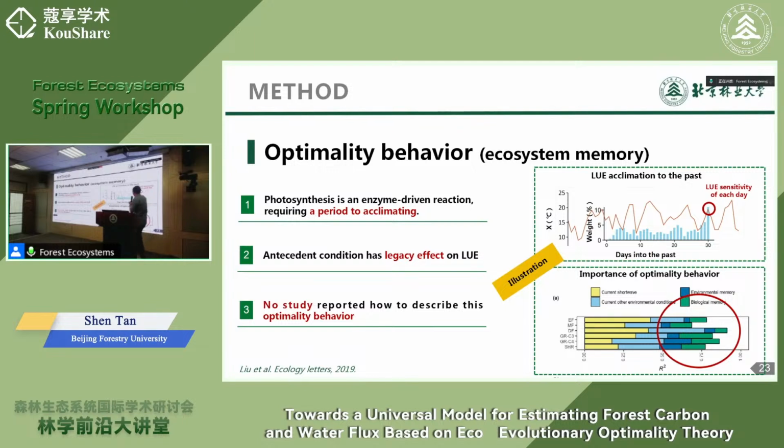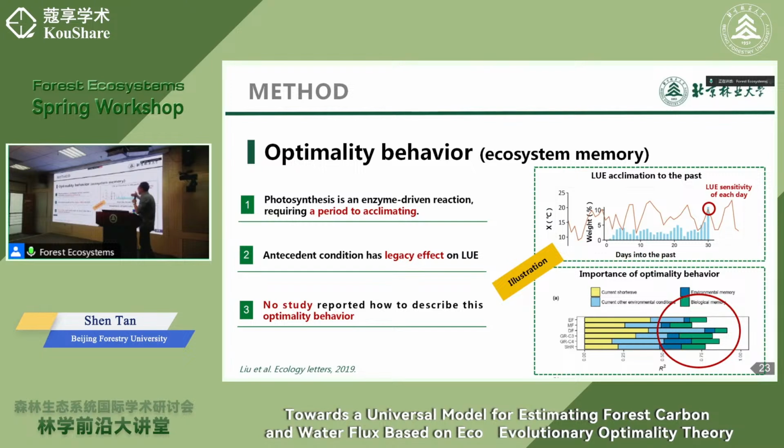There should be a weighting curve of the climate condition within different time steps. This is an example from the past 30 days. The weighting curve is multiplied by the environmental condition in the past 30 days, and then we can receive the light use efficiency that acclimates to the recent environmental condition.